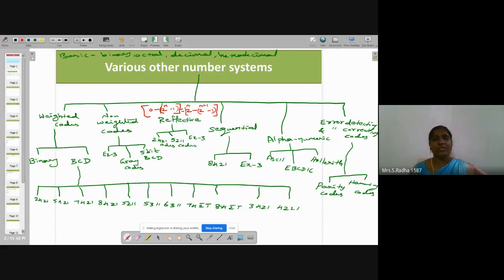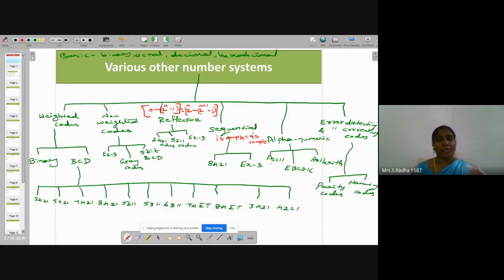And coming to sequential codes, any number you take, its ones complement is equal to the 9's complement of the same number. So any number you take, calculate its ones complement, calculate its 9's complement. If both of them are equal, then it is a sequential code. That happens in 8421 and XS3 type of codes.